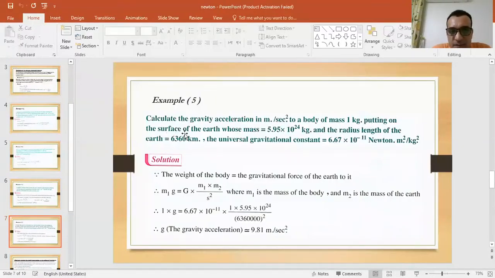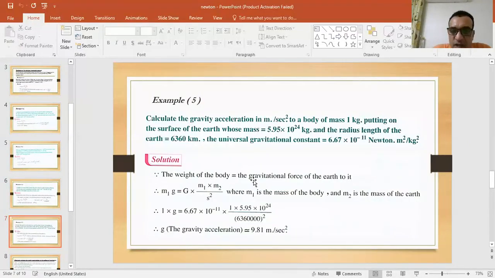placed on the surface of the Earth, whose mass equals 5.95 multiplied by 10 to the power 24 kilograms, and the radius length of the Earth equals 6,360 kilometers. The universal gravitational constant equals 6.67 multiplied by 10 to the power negative 11 newton square meter per square kilogram.